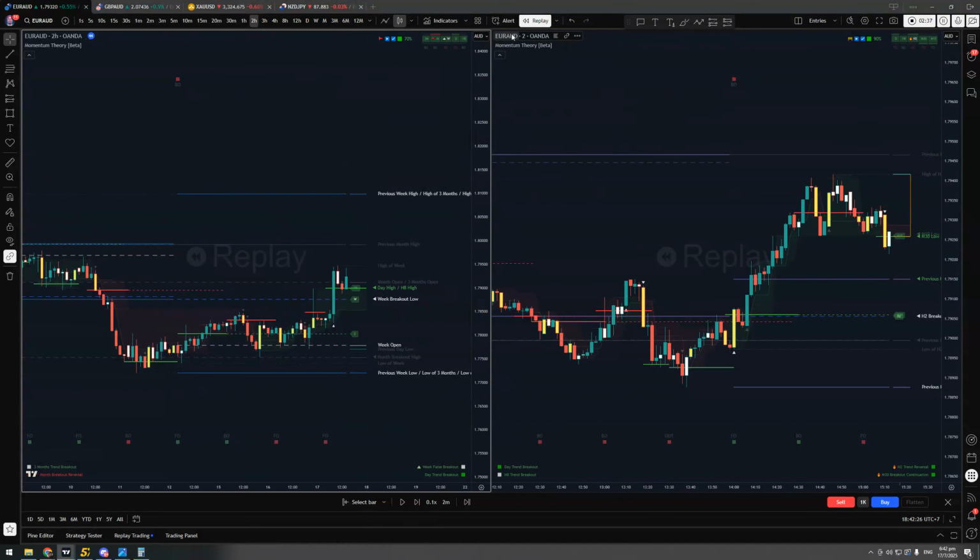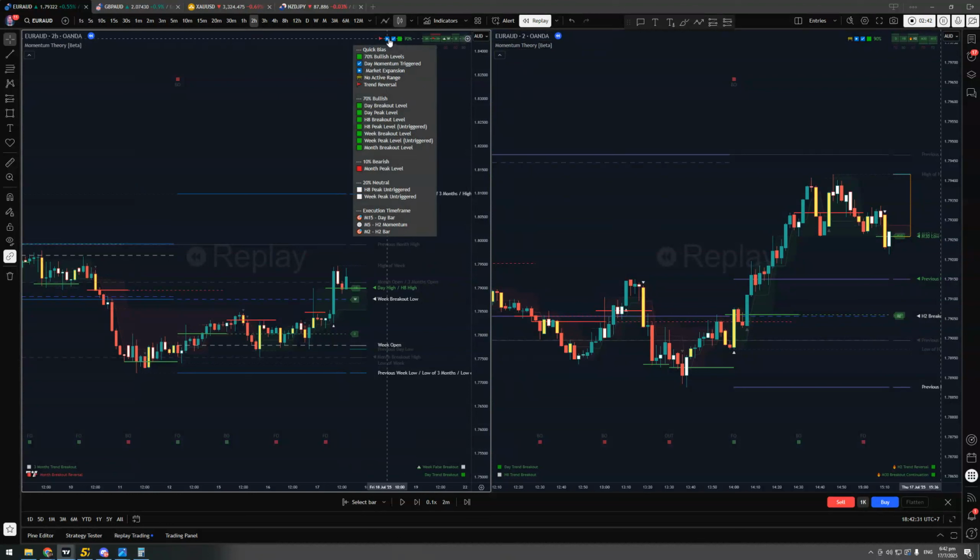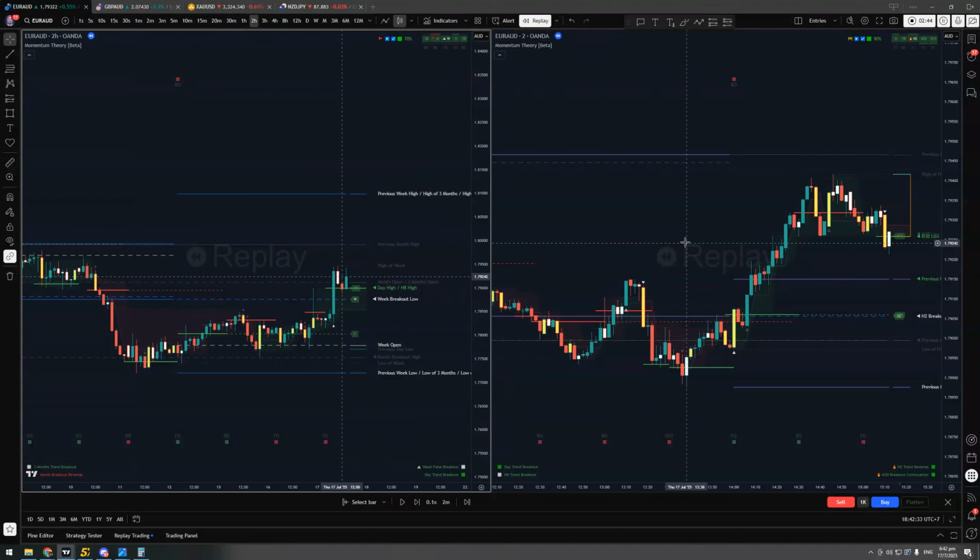I trade this on the M2. I trade H2 bars on the M2, just hover over this bottom there, execution time frame. H2 bars traded on the M2.